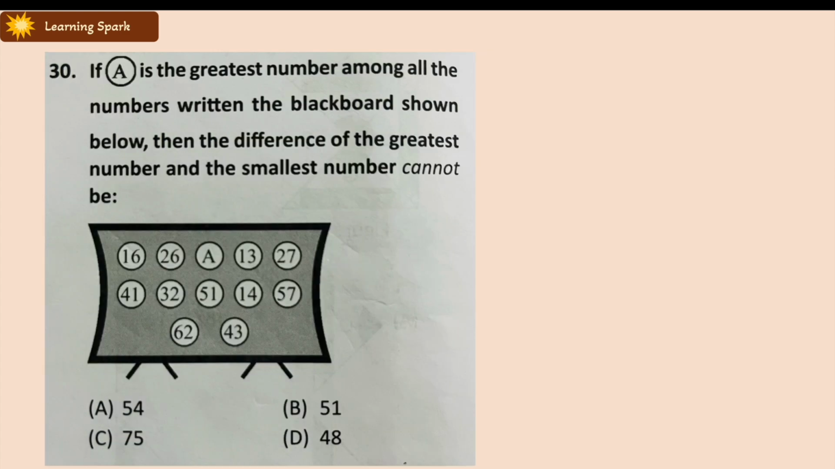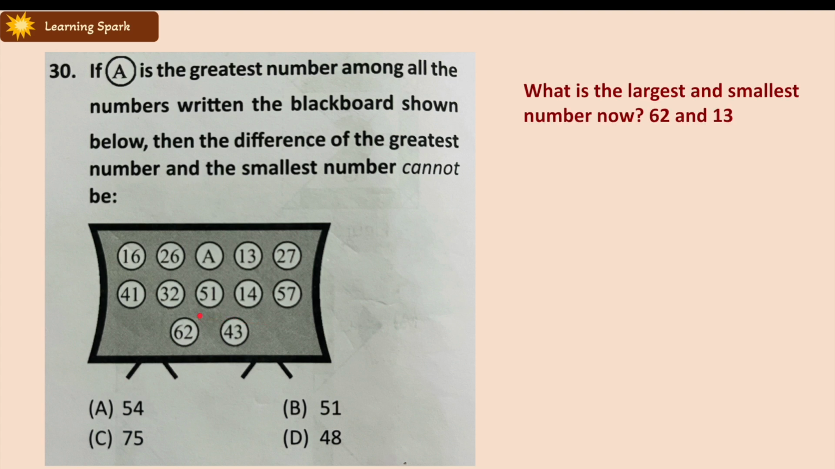Question number 30 is on the screen. Let's work this out together now. It says that if A is the greatest number among all the numbers written on the blackboard shown below, then the difference of the greatest number and the smallest number cannot be, and then there are 4 options. First you need to calculate the difference between whatever greatest and smallest number is present right now.